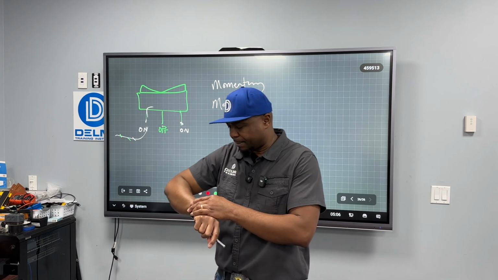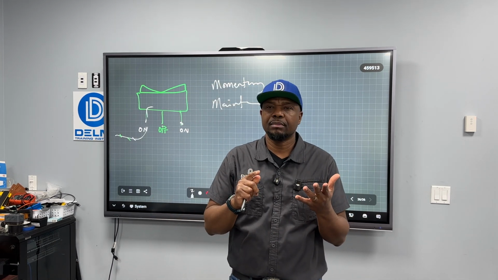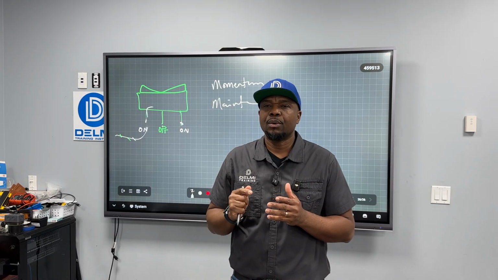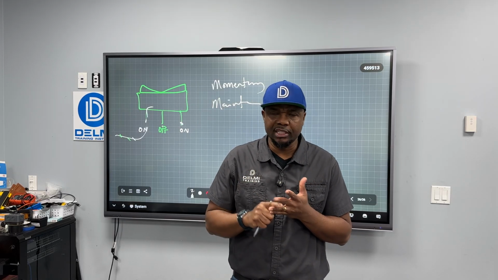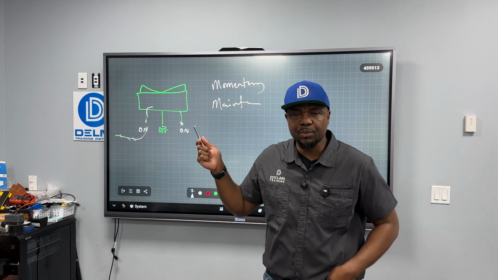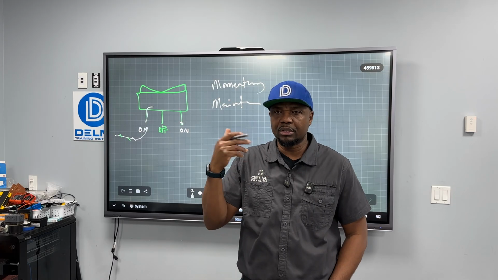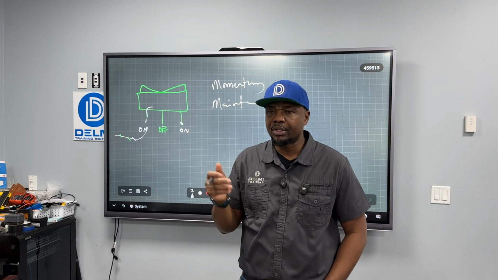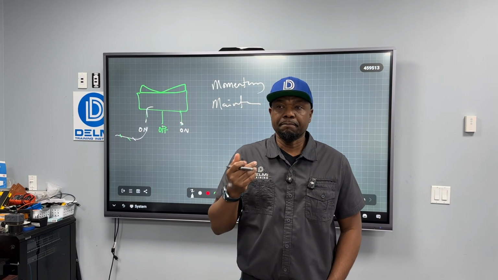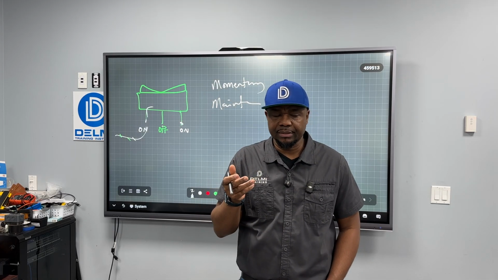So let's recap what we did today. Today we learned about the bridge rectification. We learned about transformers. We learned about the different types of switches that we have: the single pole, single throw, single pole, double throw, double pole, double throw. We also learned about the maintained switches and the momentary switches, right?